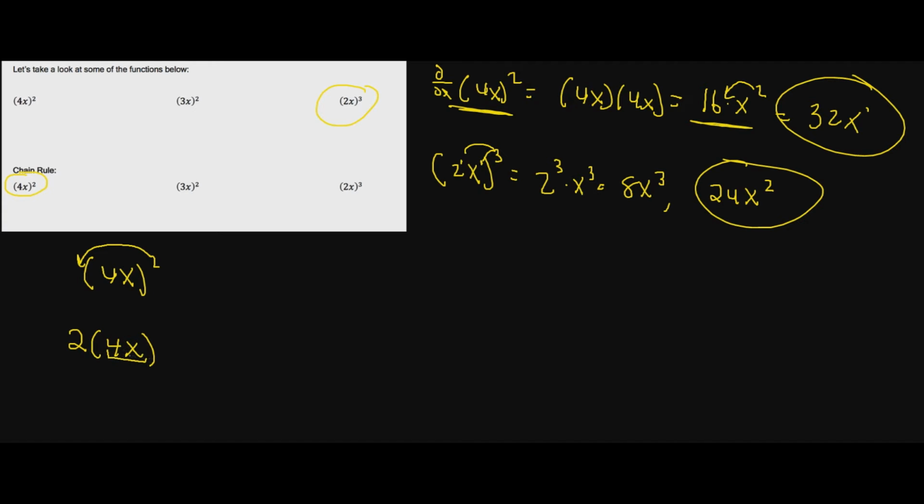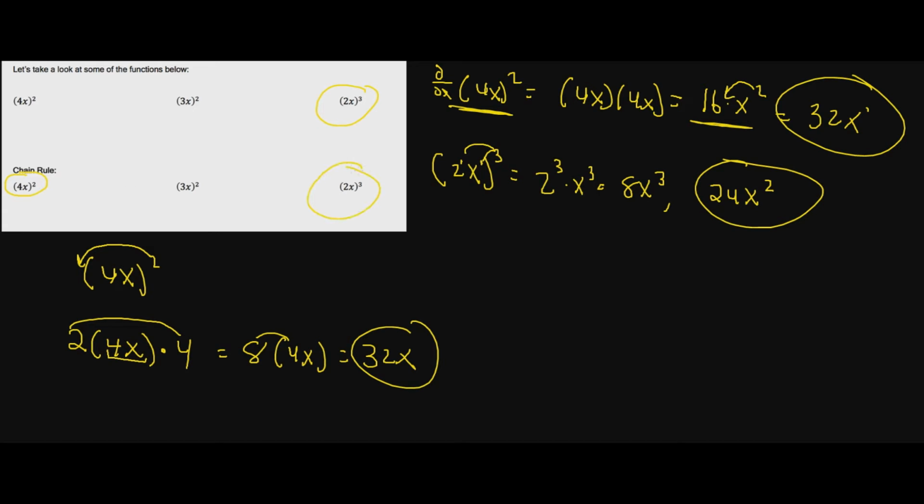Well, what's the derivative of 4x? Well, it's just 4. So you get 4. Well, what's 2 times 4? We get 8 times 4x. And then 8 times 4 is 32x, and that's going to match, and that's all we have to do. Turns out you ignore the inside, take the derivative of the outside, and then work your way in, and that's what we refer to as the chain rule.